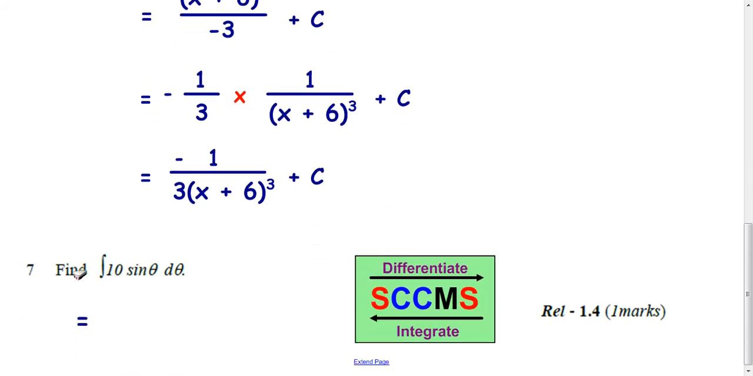Right, question 7. You want to integrate 10 sine theta with respect to theta. So we're integrating sine, so you're going in this direction. So sine goes to minus cos. So it's just going to be minus 10 cos theta, and then plus c at the end.